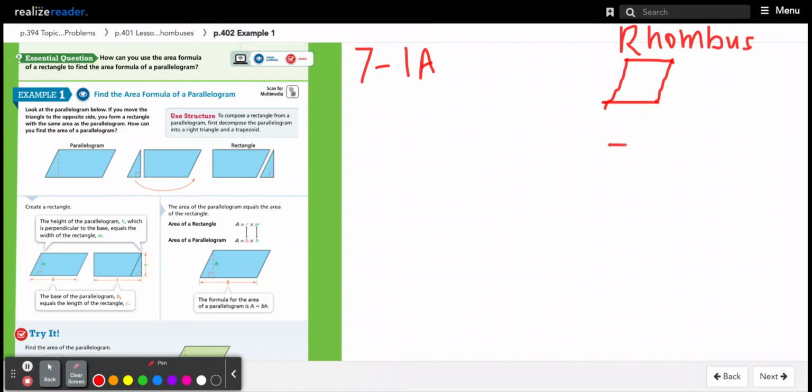But when you look at a parallelogram, it does not have 4 equal sides. So with a parallelogram, the top and the bottom would be the same length, and the left and the right would be the same length, but they are not all the same length like in a rhombus.